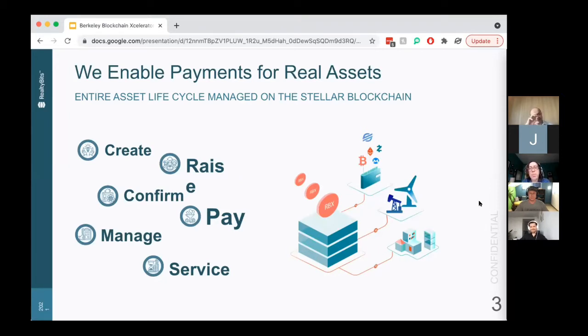The overall approach that we've compartmentalized is about creation of the offering, raising of capital, confirmation of ownership, and payment processing, which is the heart of everything. Because without payments, you really don't have ownership. There has to be some sort of recorded and verifiable exchange of value. And then management of the ownership, right?